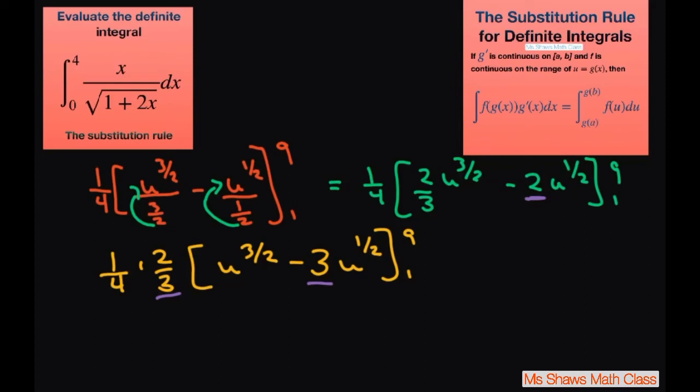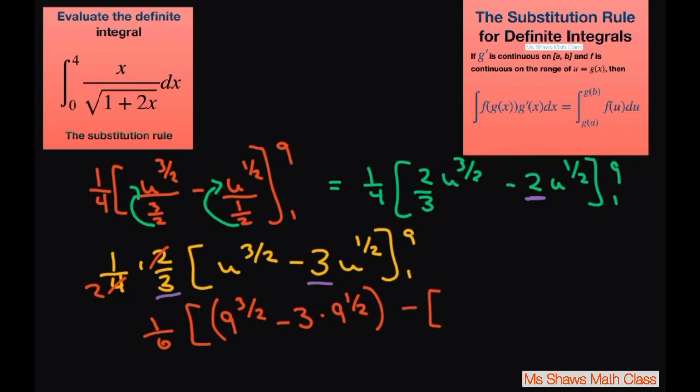So now let's do this. This 2 goes into 4. 2 times this gives me 1/6. Now, we're going to put 9 to the 3/2 minus 3 times 9 to the 1/2. All right. Minus 1 minus 3. Let me do it this way, and then do the bracket. All right. So this is going to be -2.